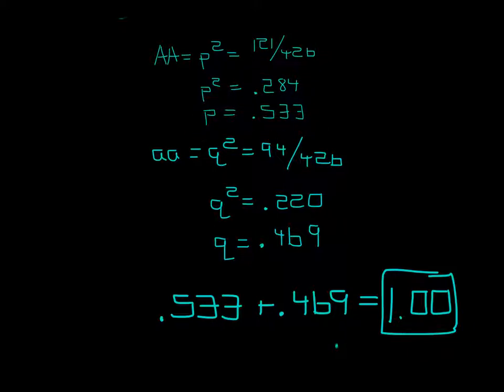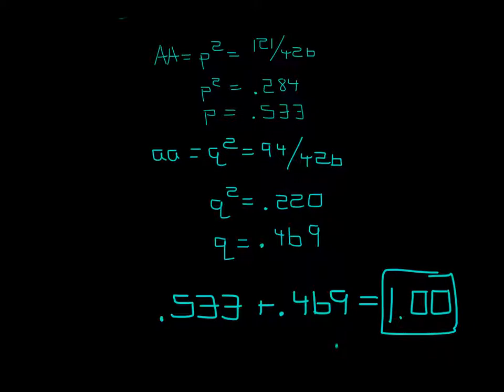And then for homozygous recessive, q squared is equal to 94. We were given that 94 people have this genotype, and so it'd be over the total number of people, which would equal 0.220 for the q squared. And then square rooting that, you get 0.469. Now if you just add these two together, you get 1. And so that also shows you that you're in Hardy-Weinberg equilibrium.